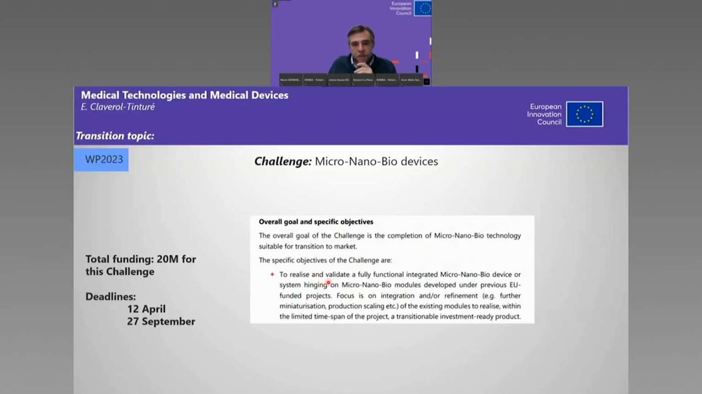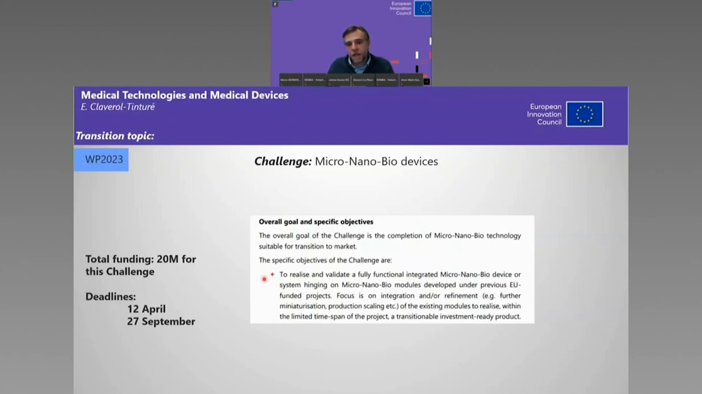So the goal, to be more specific, is to realize and validate a fully functional, integrated micro-nano-bio device or system. We don't want to be too restrictive there. Are we talking about just a device like a chip? Or it could be a full system, benchtop system. Maybe it could be a combination, a cartridge plus a system. All those are acceptable. We want to keep an open mind and capture the best opportunities. So we are very flexible.